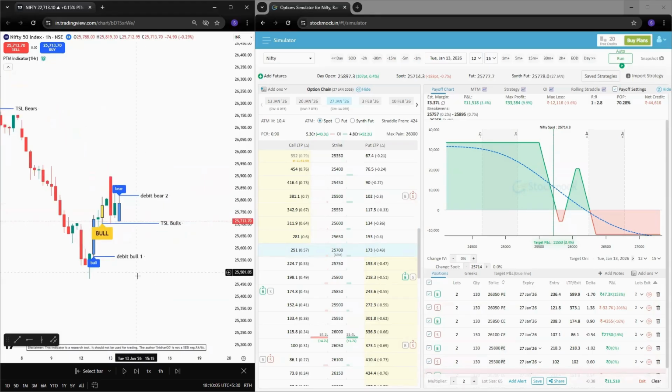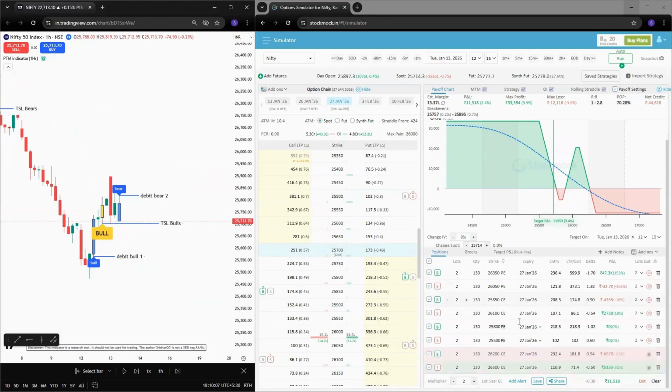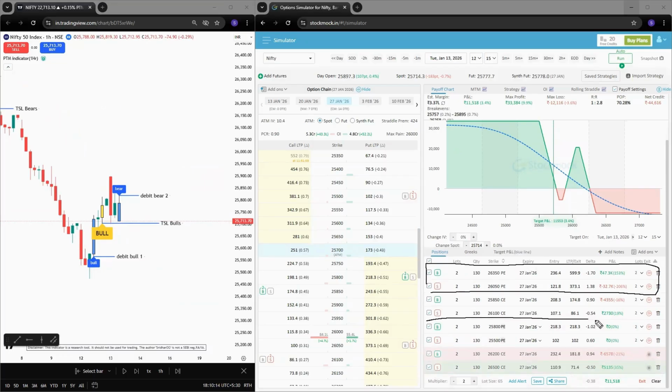Now I have created debit 2. Just looking at my positions, it's very clear. I have the first debit spread, which I have been holding from the start of the month. Now I have created the new one. And in between, we have one bullish spread, debit bull 1.